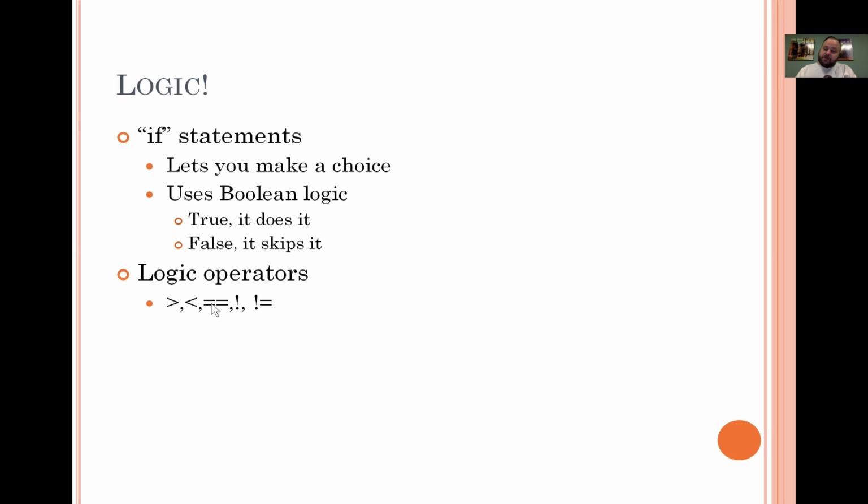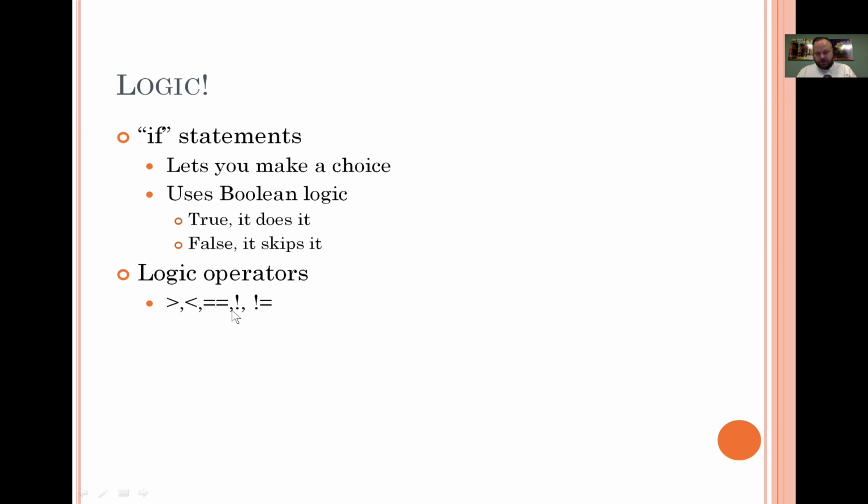So you'll notice there are two equal signs here. In programming, we have two different uses for the equal sign. A single one is what's called assignment. It copies what's on the right-hand side and puts it on the left-hand side. With two equal signs, it actually checks to see if they're equal. If they are, it returns true. If not, it returns false.